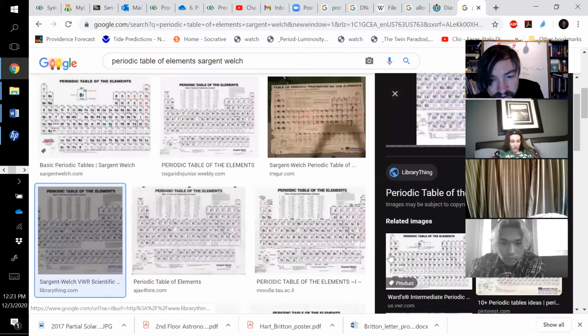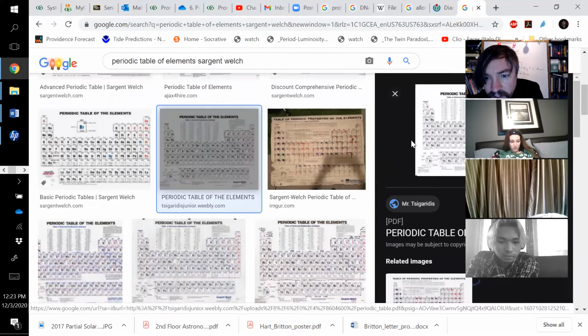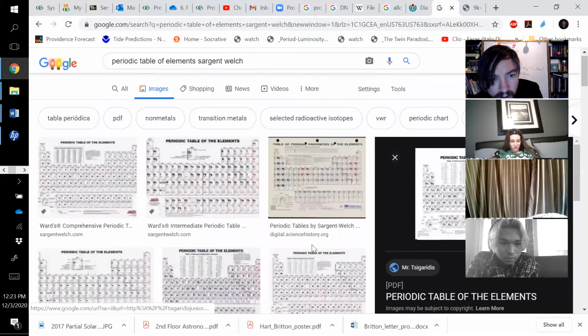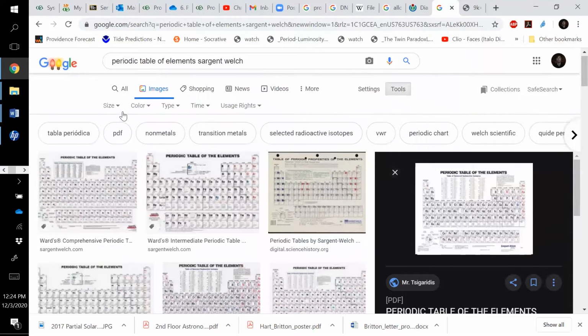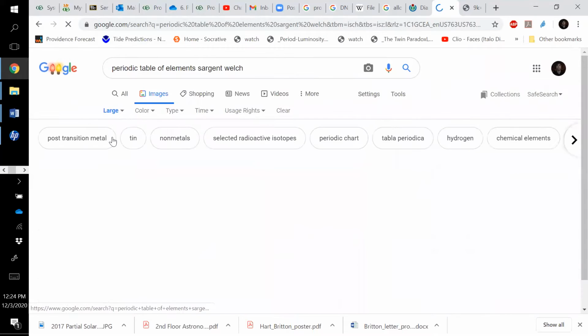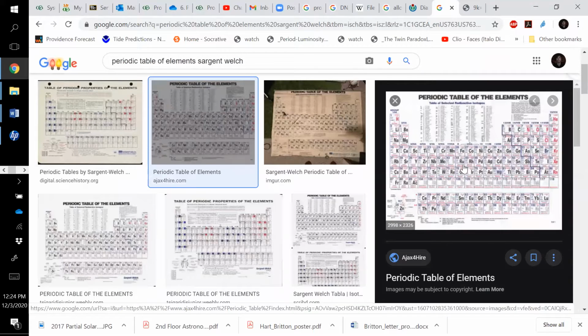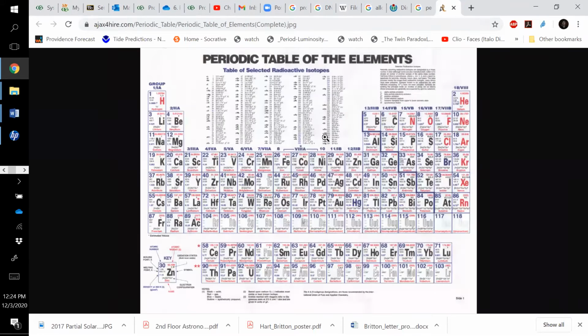Let's find that high resolution one. Is this? No, that's not the big boy. Where's the big boy? Yeah, 3,000 pixels. Give me all that you got. Nope. Hold on, I need to minimize you guys for a second. Images, tools, size, large only, click. I need to wait for this to clear and then open a new tab. That's how we do it. Okay.